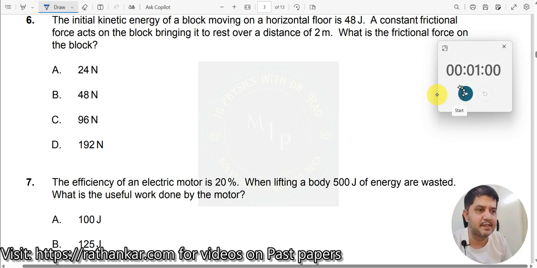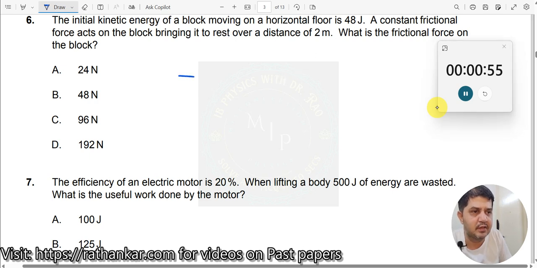Okay, question number 6. The initial kinetic energy of a block moving on the horizontal floor is 48 joules. Okay, so this is the floor. Let us say you're throwing the ball here. So this is at point A. So the initial kinetic energy is seen to be 48 joules. It's moving at a velocity u over here.